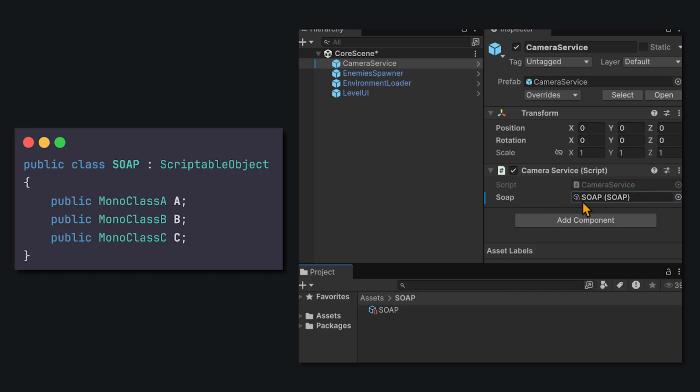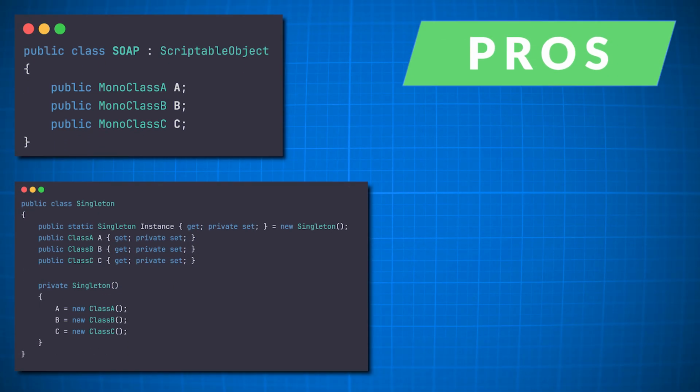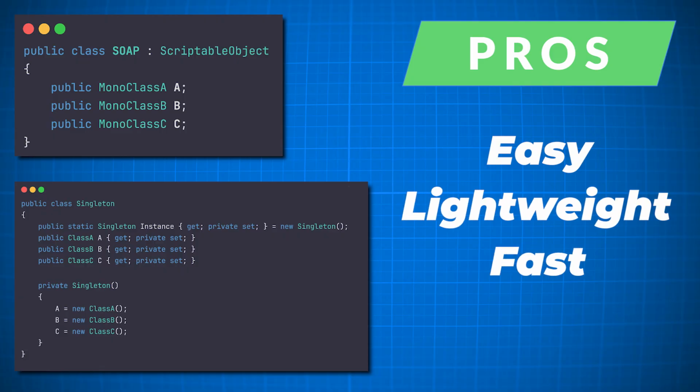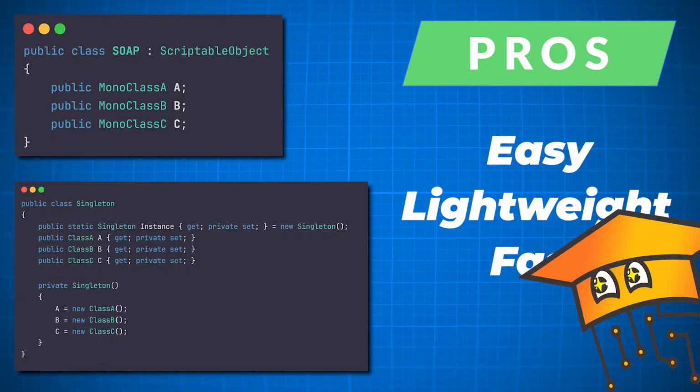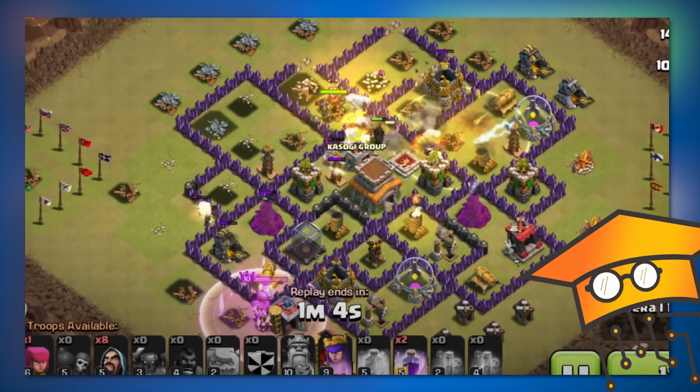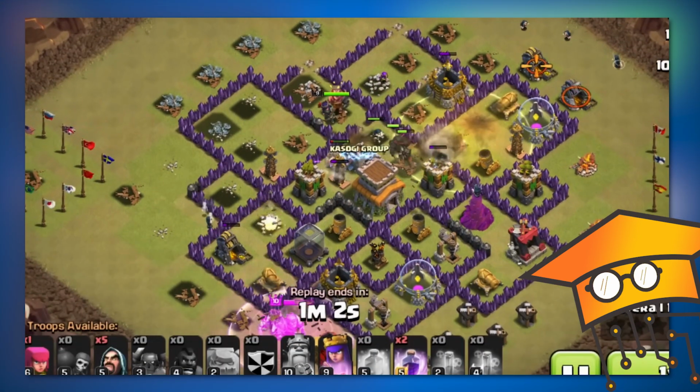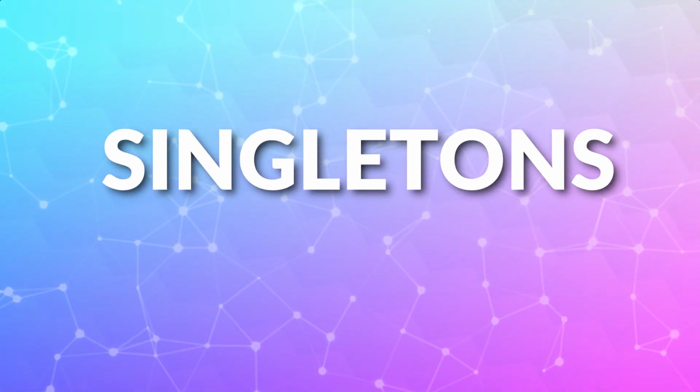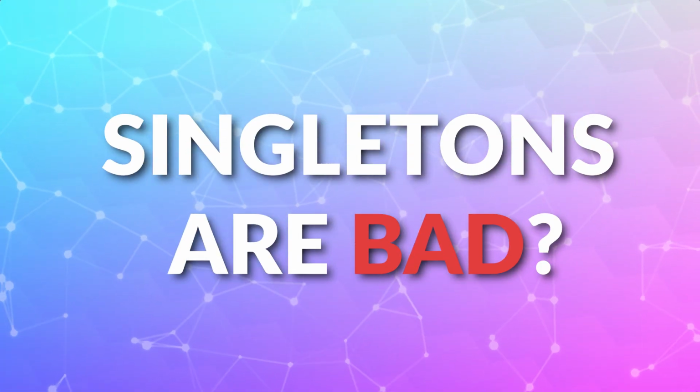Now, to be honest, these two patterns are super convenient. They are easy to use, have great performance, and are fast to implement and iterate with, making them our go-to in every game jam. And even famous titles like Clash of Clans rely heavily on singletons. So why is everyone always saying singletons are bad? Singleton has one huge problem.